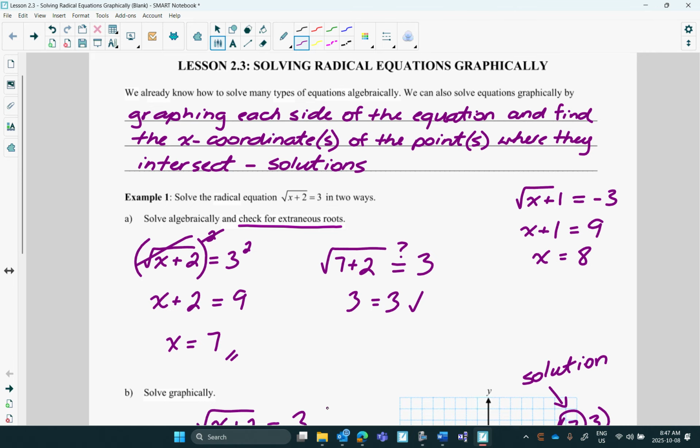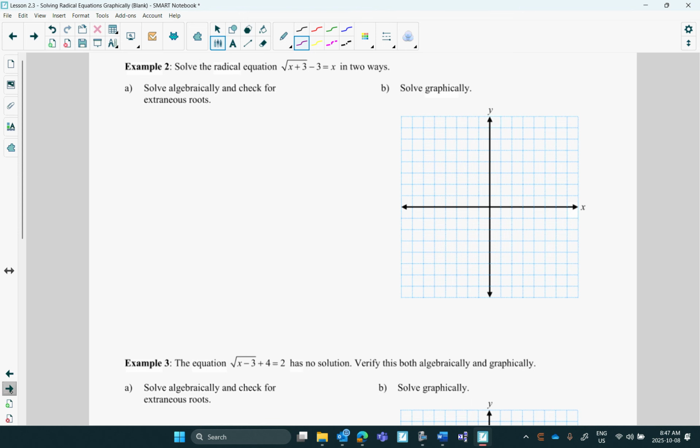Let's look at a couple more examples. So we've got the square root of x plus 3, minus 3, equals x. How do we solve this using algebra? Got to move the 3 over. Oh, we can't square both sides until the square root is by itself. So I have to do this. Move the 3 over, make it plus 3.